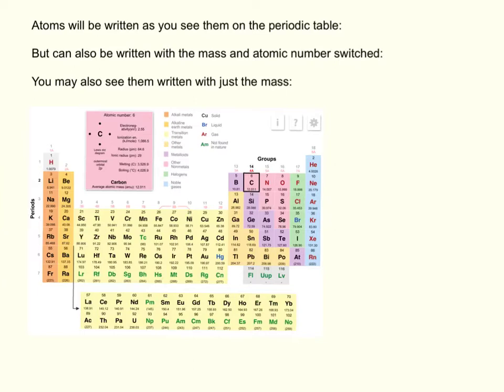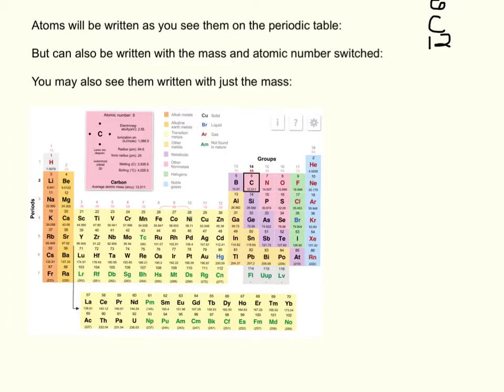You will see atoms written a bunch of different ways. So I'm going to show you all the different ways that you may see them. The most common way they're written on the periodic table is kind of how you see them right now. You'll see them written like carbon. It'll have a 6 over it, and then instead of the decimal number, they will give you a whole number, 12. They'll round it, basically.